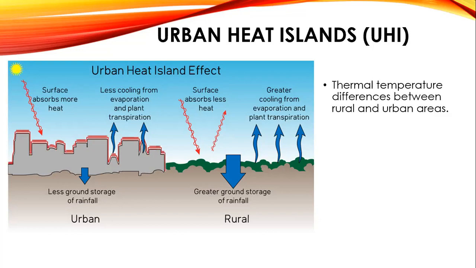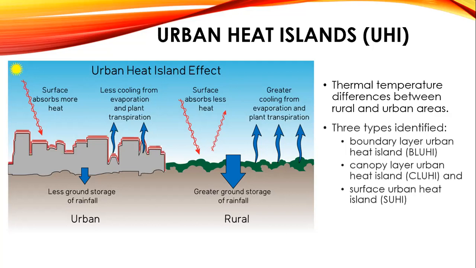Why? Because the rural areas are normally green grass, forests, probably open ground. So during the day, the rural areas absorb quickly, like land, and easily release the energy of the incoming solar radiation. That creates a very big difference between urban and rural areas. The rural areas tend to cool quickly from evaporation and plant transpiration, compared to urban areas where there is less cooling from evaporation and plant transpiration.